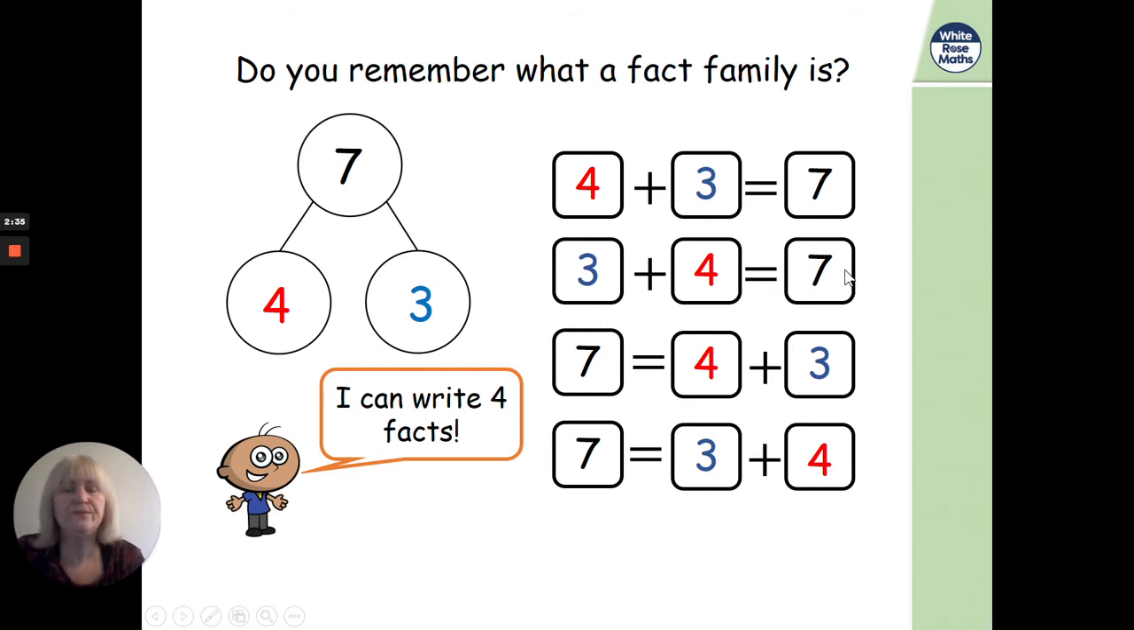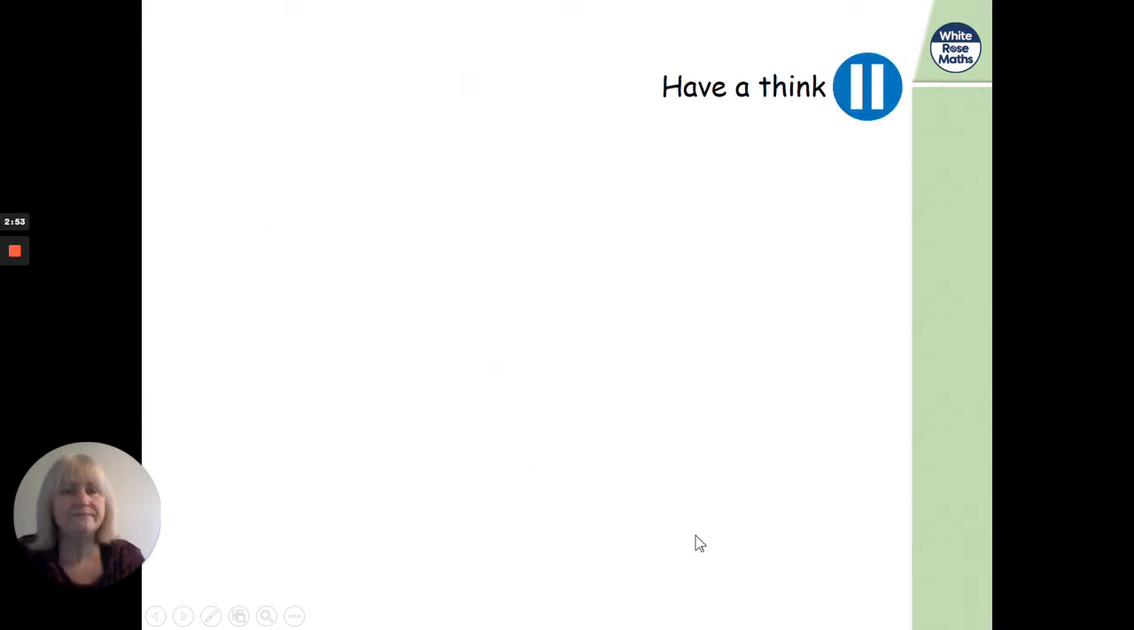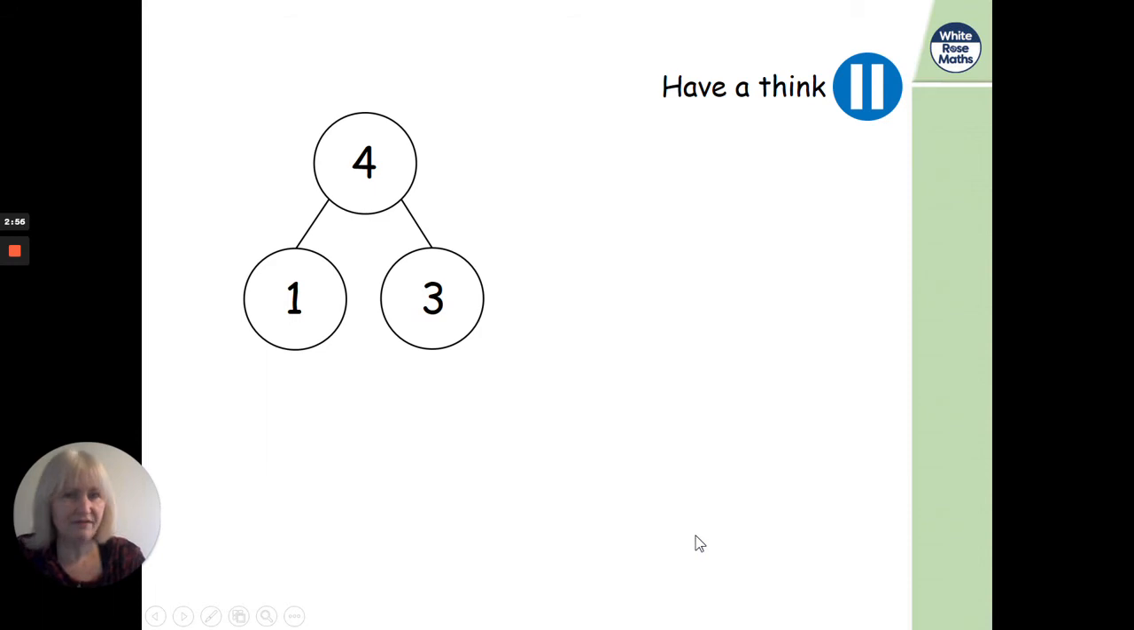That's true. Then they've started with the whole number. 7 equals 4 add 3. Yes, it does. And 7 equals 3 add 4. Yes, it does. So we did a little bit of that in class. I hope you can remember. It's time for you to have a think.